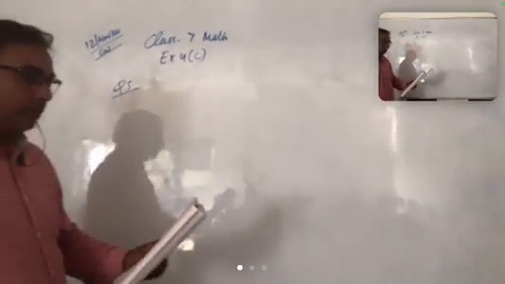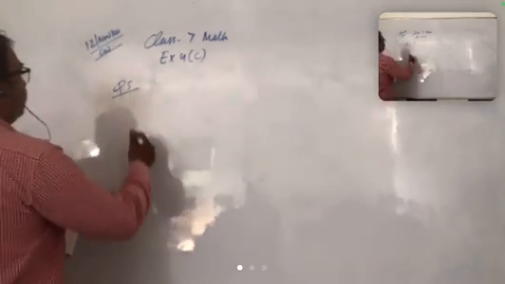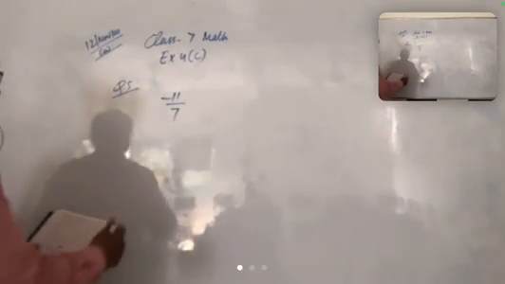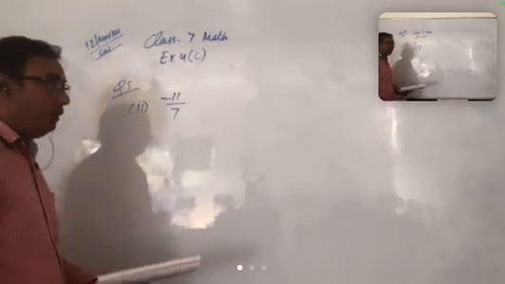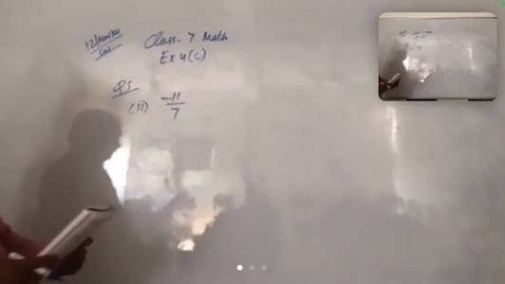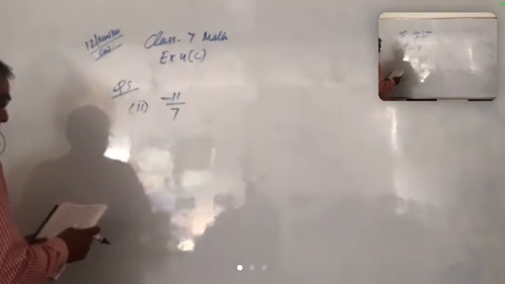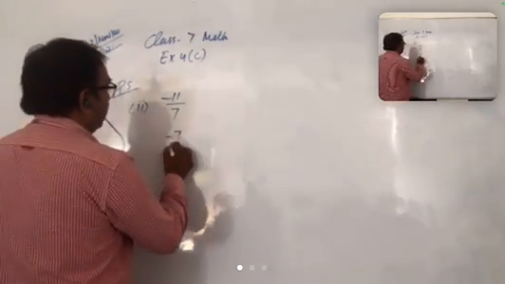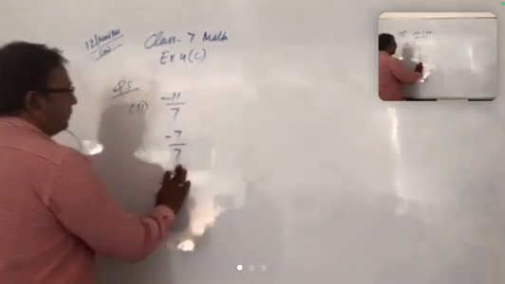Express each of the following rational numbers as the sum of an integer and a rational number. So minus 11 upon 7. Suppose I am talking about part 2; part 1 you can do on your own. Suppose the integer is minus 7 upon 7. Okay, is this clear?